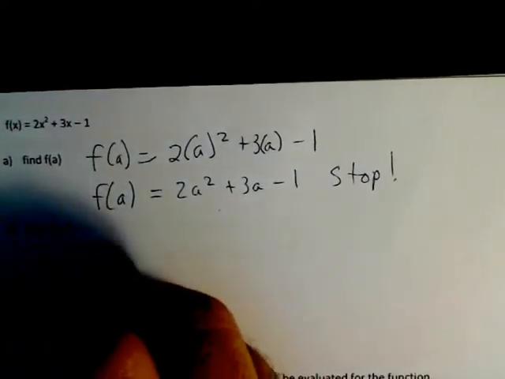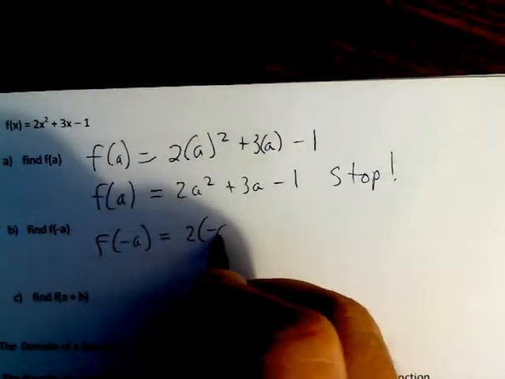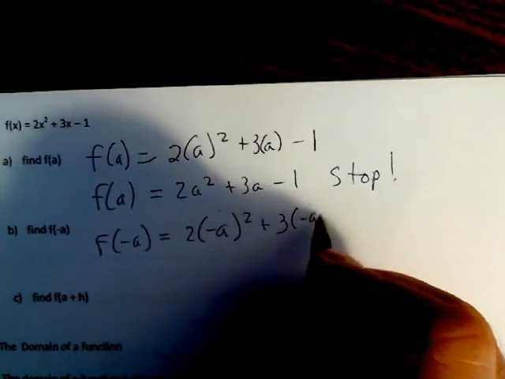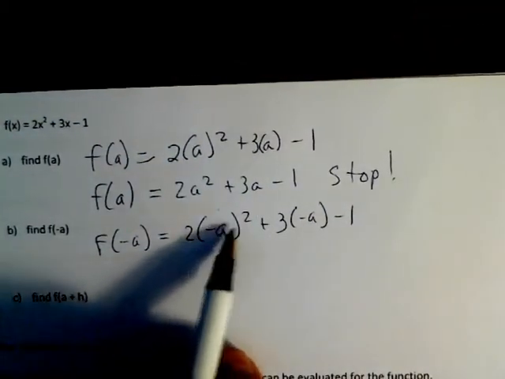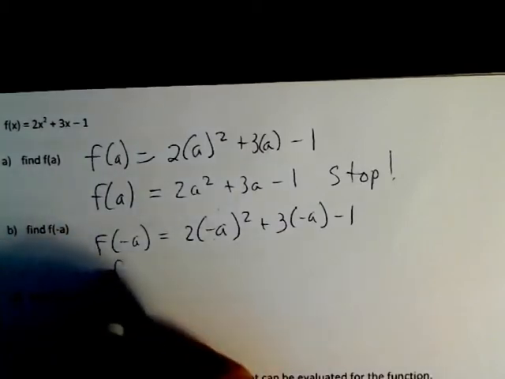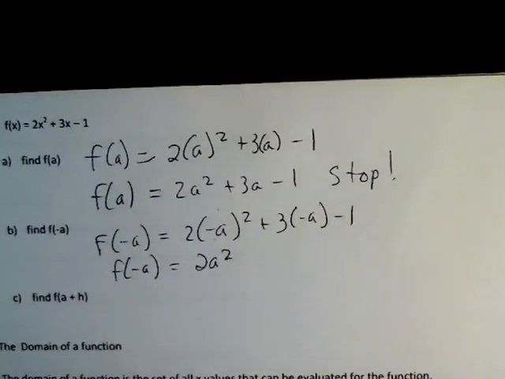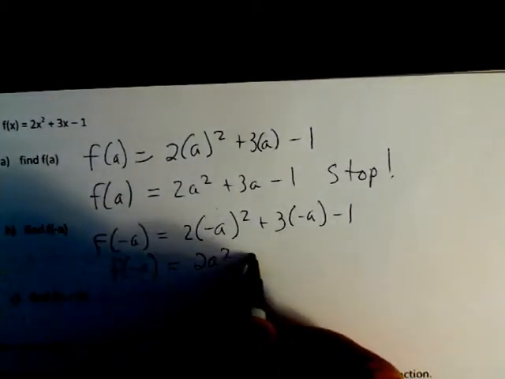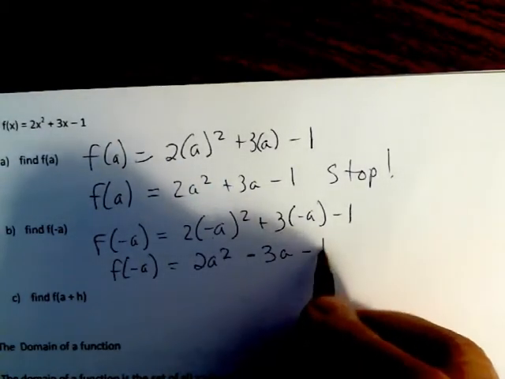If I substitute in negative a, what happens when I square negative a? Well, it just makes it positive a squared. So this does not change. It remains 2a squared. This becomes minus 3a, because 3 times negative a is minus 3a, and minus 1.